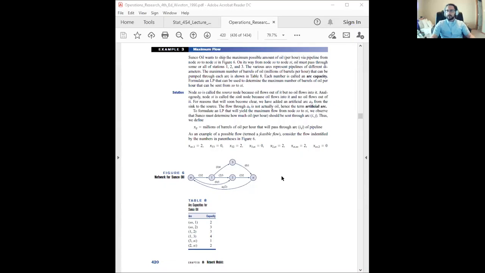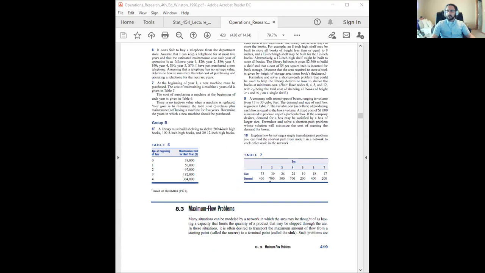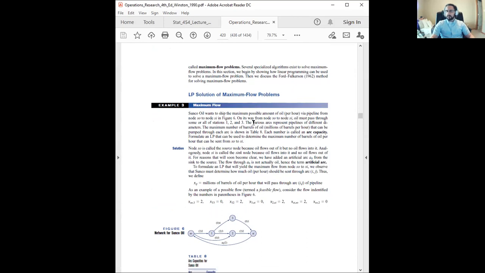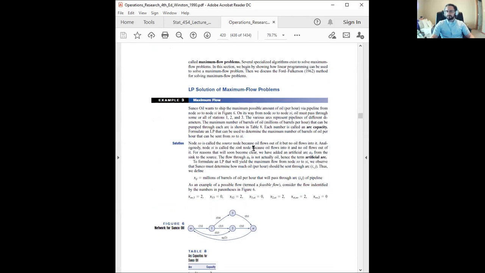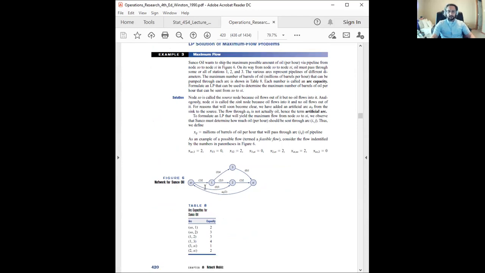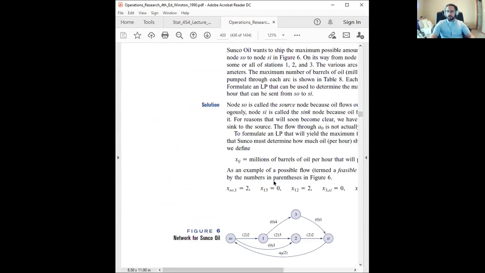All right, this video covers Stat 454, Chapter 8.3, Maximum Flow Problems. So a thing we have been talking about generally is these network problems. In 8.2, we used the transportation simplex method to solve these minimum shortest path problems. And now what we're going to talk about are maximum flow. So we can create networks that represent flow from one node into another node.